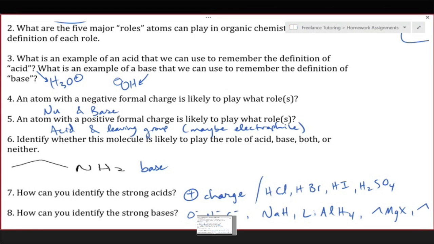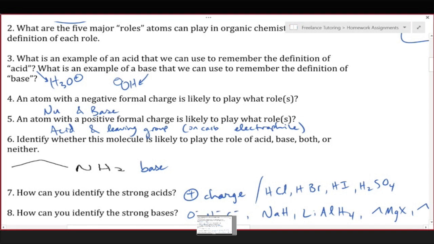Number 4, an atom with a negative formal charge could be a nucleophile or a base. So sometimes it can be difficult to tell which one it's going to be. An atom with a positive formal charge is going to be an acid or a leaving group, except if the positive charge is on a carbon, it would be an electrophile. So that would have been a better thing to write there. Instead of saying maybe electrophile, you could have said it's an electrophile if the positive charge is on a carbon. That way we can be more specific. We don't really have to guess in that case.